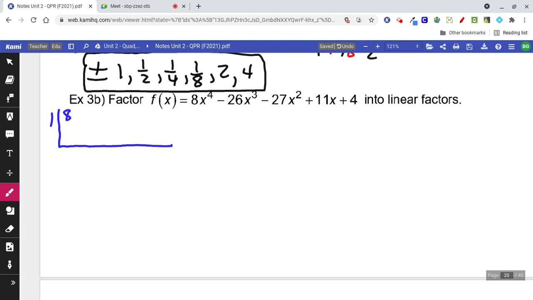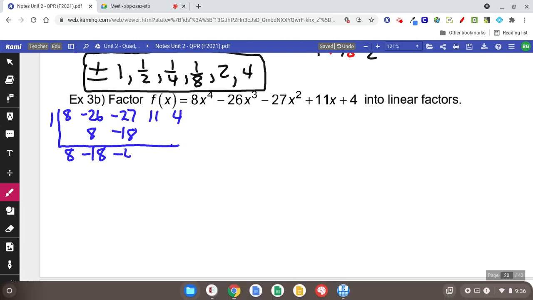8x to the 4th minus 26x cubed minus 27x squared plus 11x plus 4. You can work faster than me, feel free. Add down, 8, multiply is 8. Add down, negative 26 plus 8 is negative 18. Multiply is negative 18. At this point, I'm suspecting that it's not going to work. But let's continue. Add down, negative 27 plus negative 18 is negative 45.